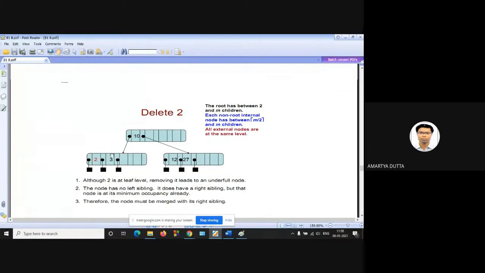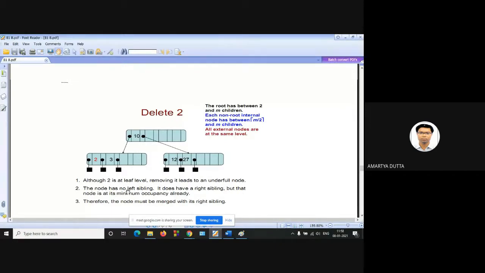Delete 2. What should I do? 2 is at the leaf node. If we remove this, then total 5, 2.5 ceiling 3, there will be only 2 children, right? If we delete this 2, there will be only 2 children. So this will be underfull.